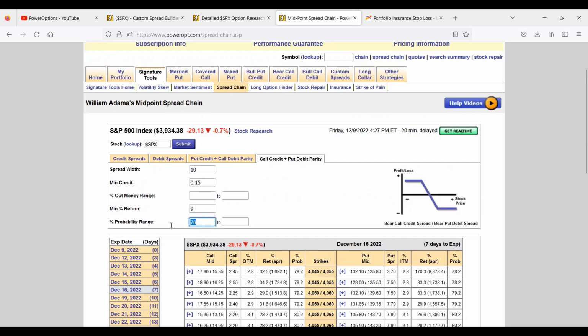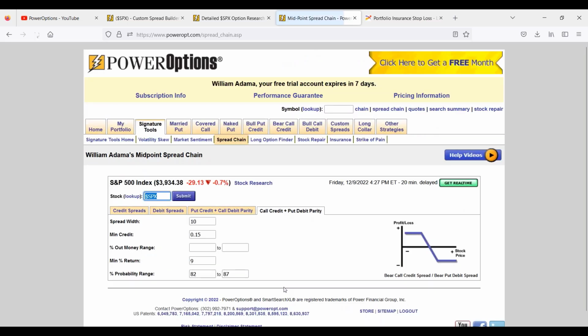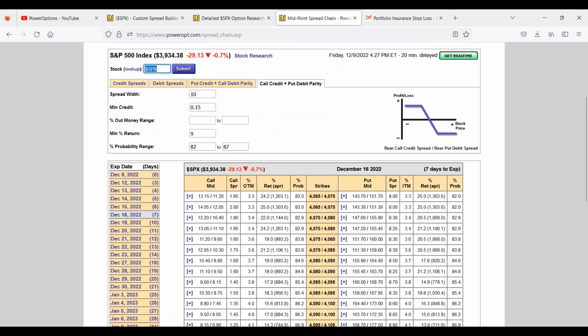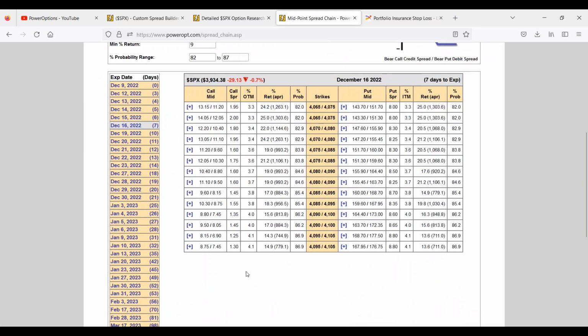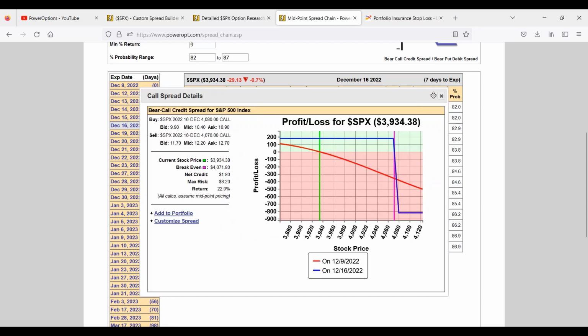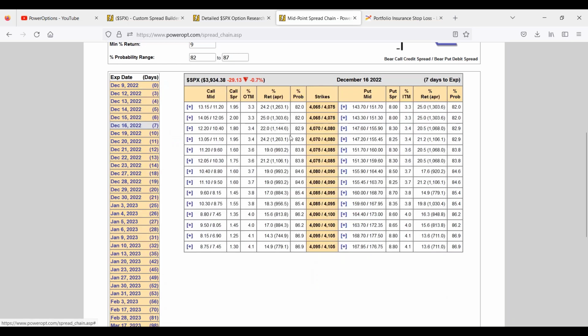Let's restrict this a little bit more. Let's go to that 82 or 83% probability I really want, up to 87 only. We're still looking for a 9% return. Okay, that's a little bit better. So here we see the 40, 70, 40, 80 with an 82.9% probability bear call credit spread. Deep out of the money, 7 days to expiration, 22% return. Debit spread is only 20.5.